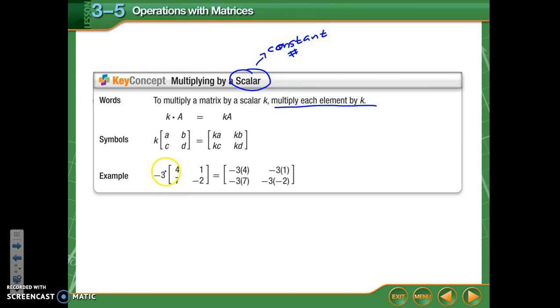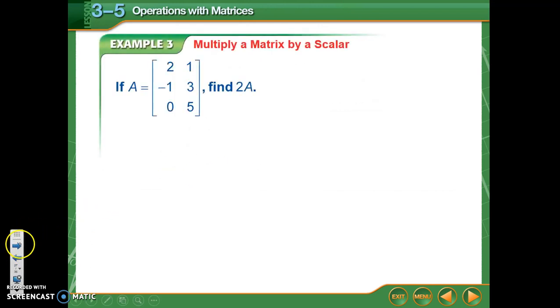So you can see this example here. If I have negative 3 times this matrix, negative 3 times 4, negative 3 times 1, negative 3 times 7, negative 3 times negative 2. And then I simplify. So let's look at an example.